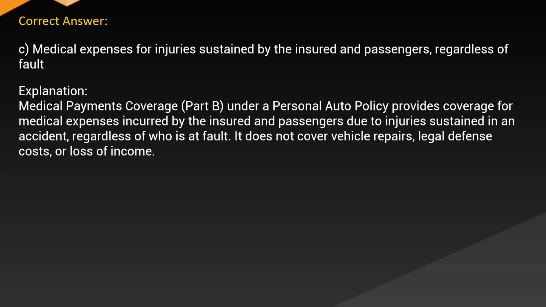Correct answer, C. Medical expenses for injuries sustained by the insured and passengers, regardless of fault. Explanation. Medical payments coverage, Part B under a personal auto policy, provides coverage for medical expenses incurred by the insured and passengers due to injuries sustained in an accident, regardless of who is at fault. It does not cover vehicle repairs, legal defense costs, or loss of income.